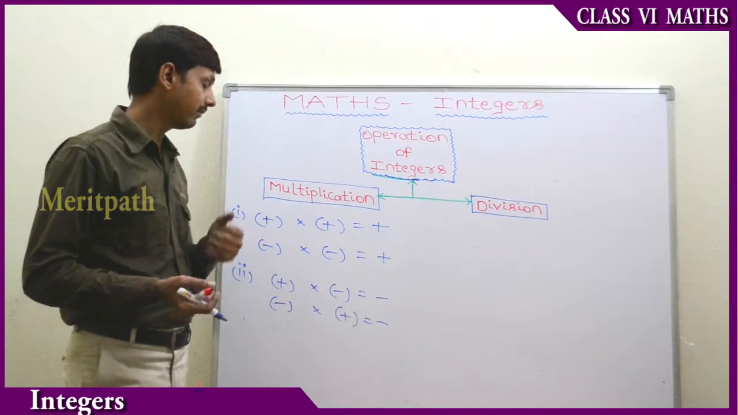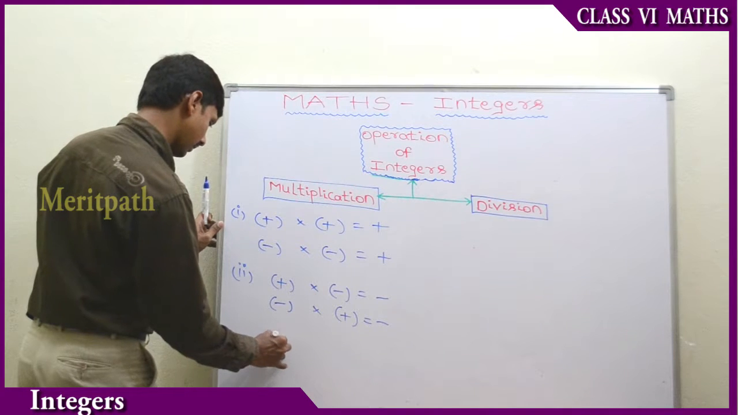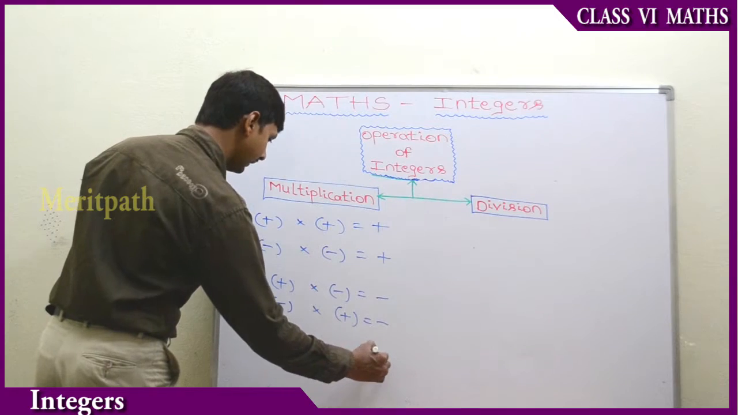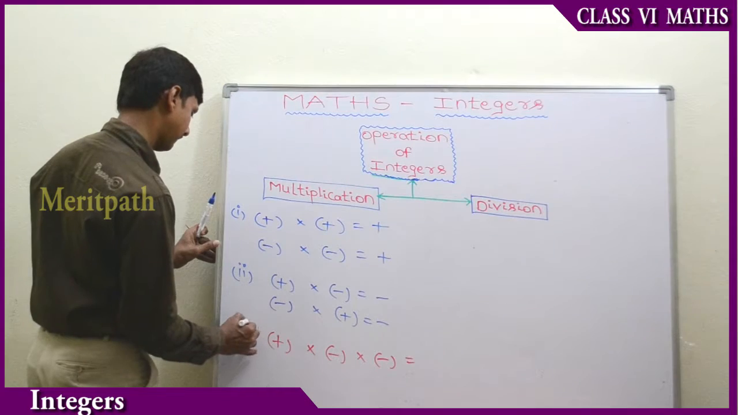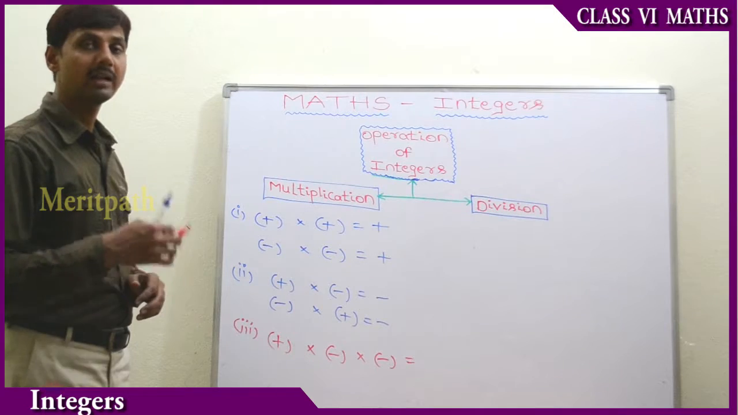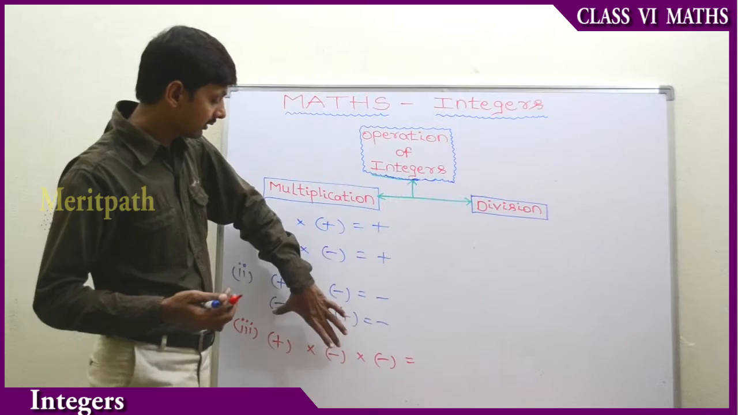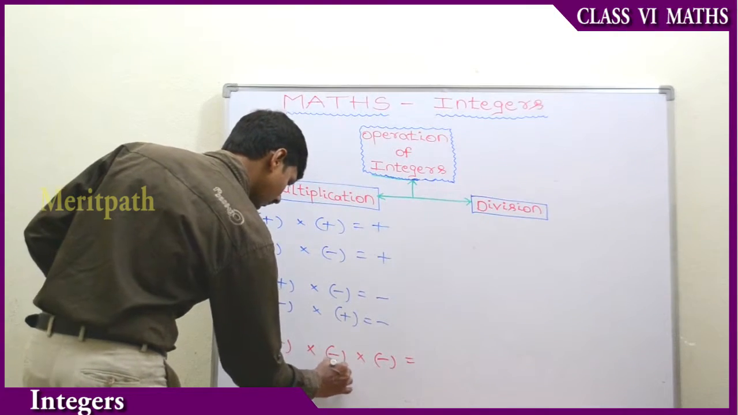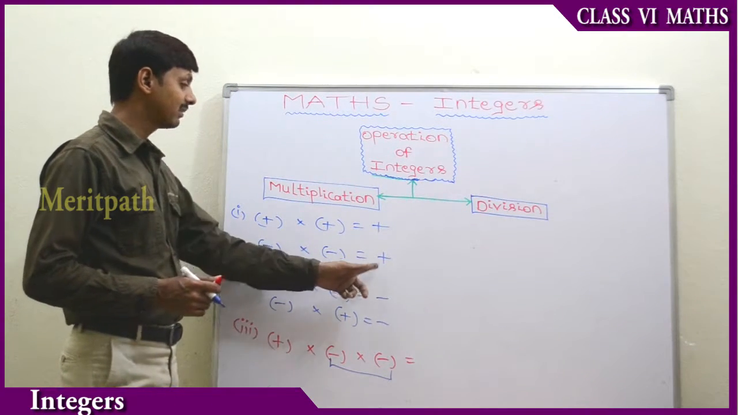And when we have three integers, for example, plus multiplied with minus, multiplied by minus. In this case, first we'll multiply any two of the signs, either these two or these two. Let's take any two signs from it, that is, minus into minus. As we know, minus into minus is plus.